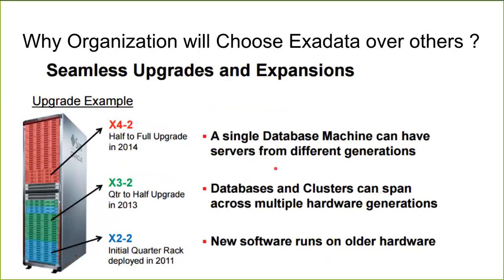Okay, so seamless upgrades and expansion. First, the customer will start with something called a quarter rack. Over the course, we will learn what a quarter rack is. A quarter rack is nothing but the minimal configuration. Then the customer will do an evaluation, and based on the requirement, if the customer wants more computing power, more CPU, more memory, more storage, or more network bandwidth, the customer can opt for a quarter rack upgrade. Then comes quarter rack to half rack. Then comes half rack to full rack.